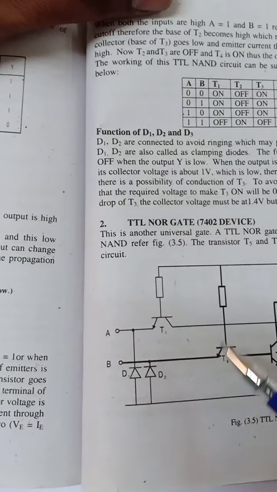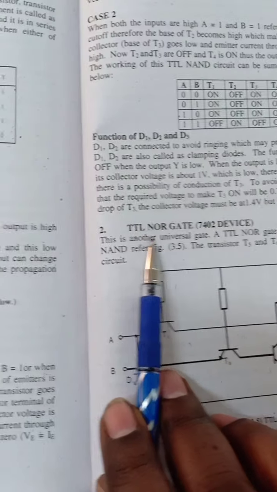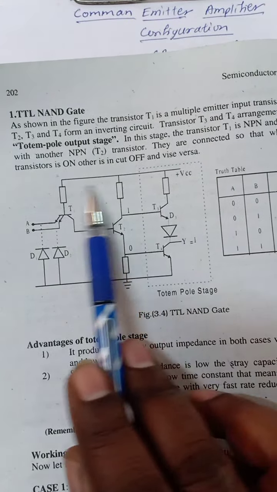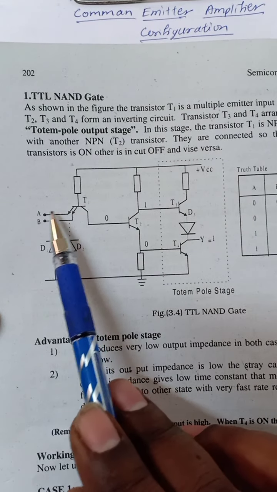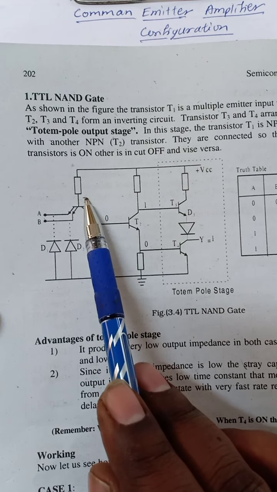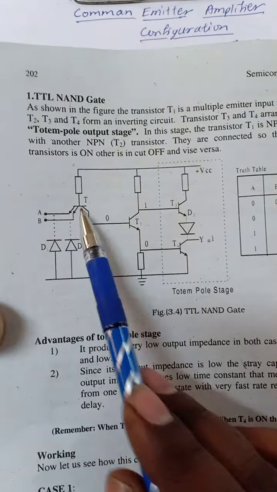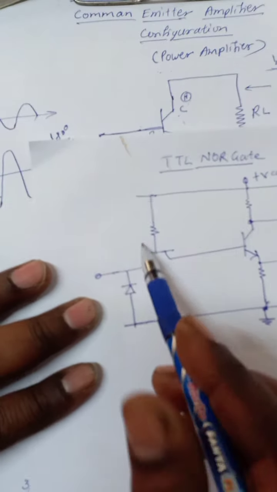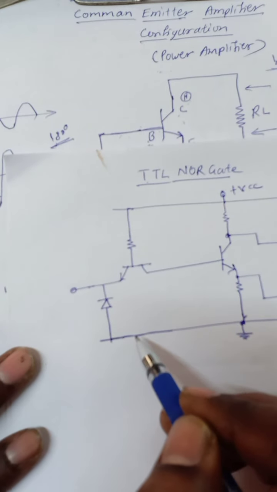Then we are going to see the TTL NOR gate. In this TTL NOR gate, the circuit is the same, there is a little bit of change. We use different inputs with different transistors. We are not going to use a multi-emitter transistor. So here for 2 inputs we use 2 such transistors.